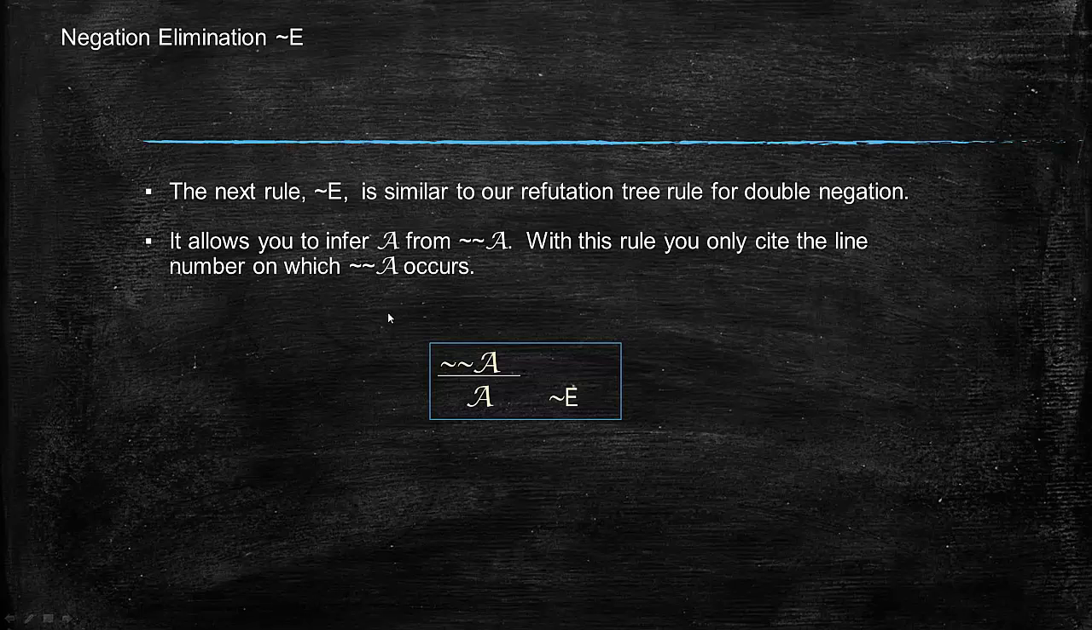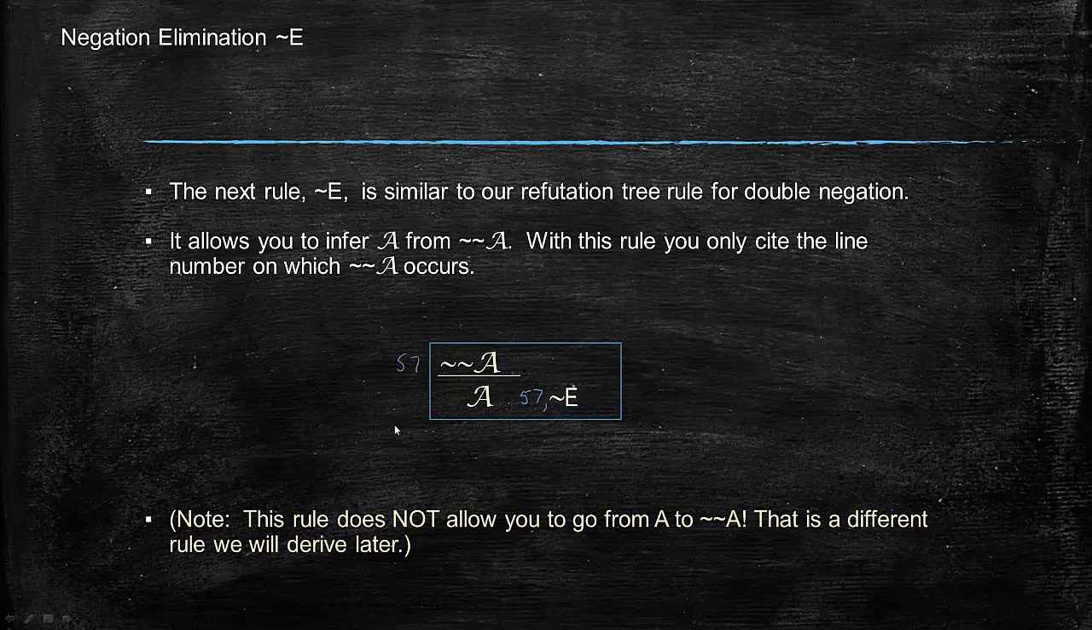So if this were line, say, 57 in your proof, and you might do a 57 line proof at some time, then you would write 57, comma, negation elimination. Now, there's only one line to be cited here because there's only one line that you're operating on. By the way, this rule does not allow you to go the other way. You can't go from A to not A. We'll eventually have a rule like that, but we have to derive it later.